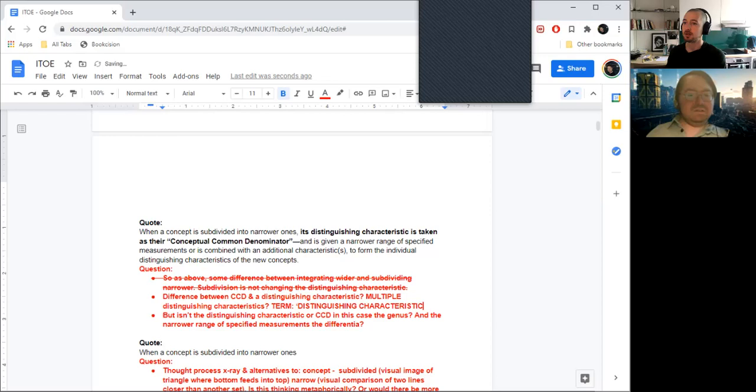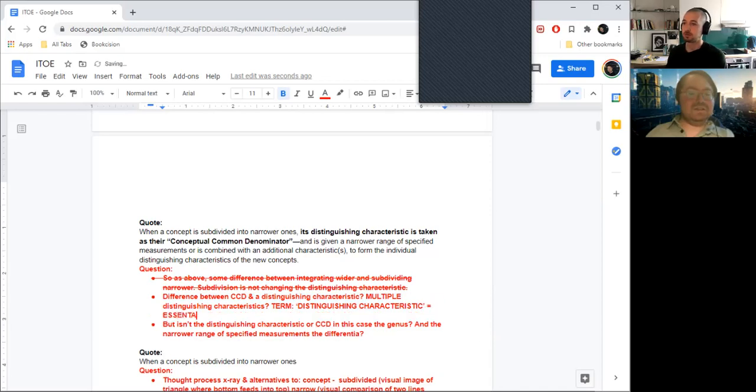I guess it makes sense, because like you said, dogs bark. I don't know, but isn't the distinguishing characteristic the essential one all the time, and it just changes depending? Okay. It sounds like it's saying its essential characteristic is taken as their CCD. So the distinguishing characteristic is taken as their CCD.